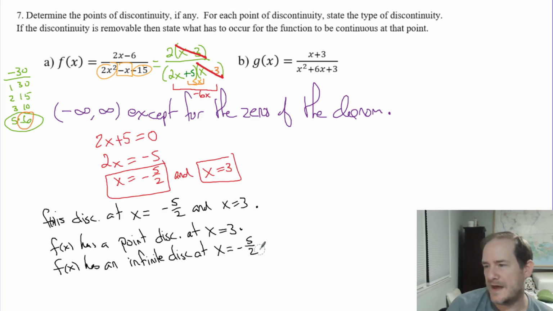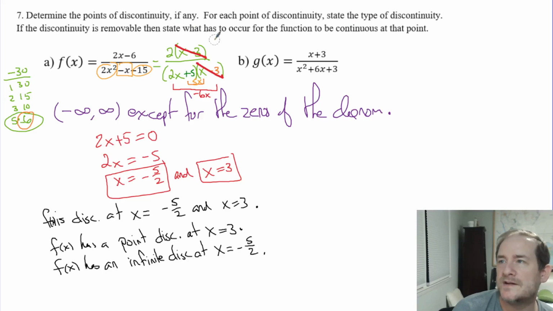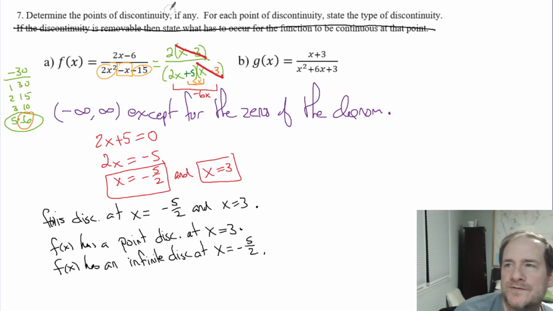So that's that. But I still have to, does it say it anywhere? Oh, this last bit, ignore this last sentence. I don't care about that. Don't worry about that at all. So determine the points of discontinuity, done. For each point of discontinuity, state the type of discontinuity, done.